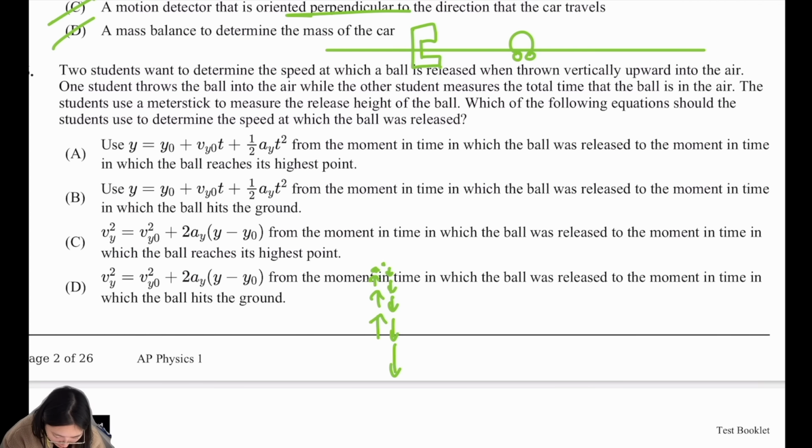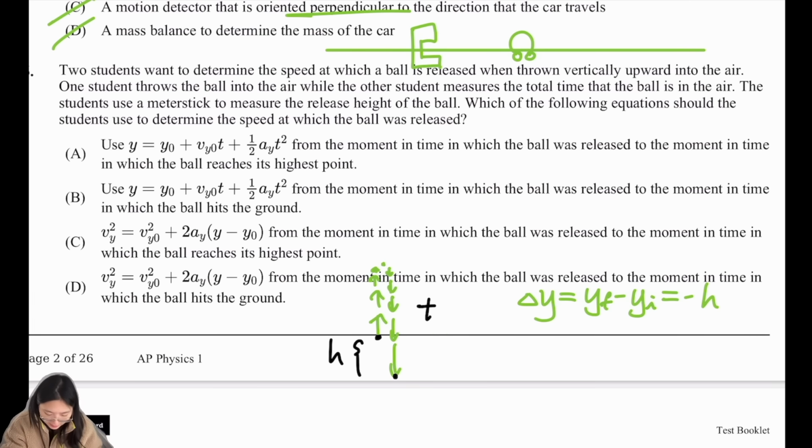One student throws the ball into the air, while another student measures the total time that the ball is in the air. Okay, the total amount of time starting from this to this. The student used a meter stick to measure the release height of the ball. Given the release height, I can calculate the change in position, or the displacement delta y, which is the final position minus the initial position. So that's going to be negative of the release height, negative h.